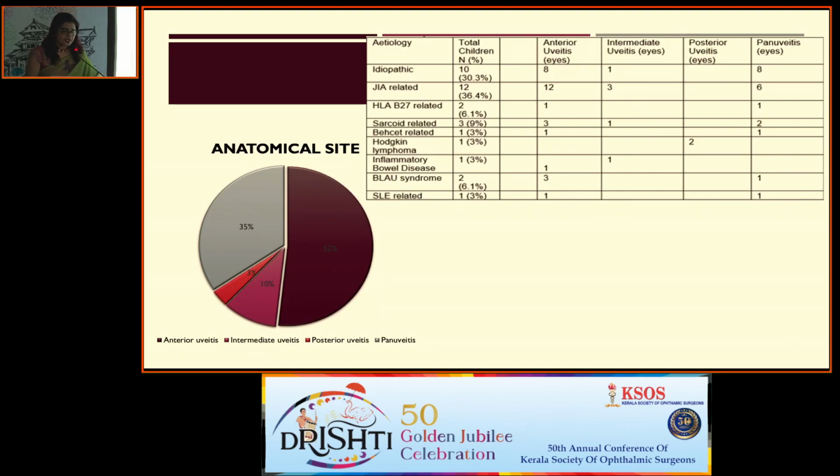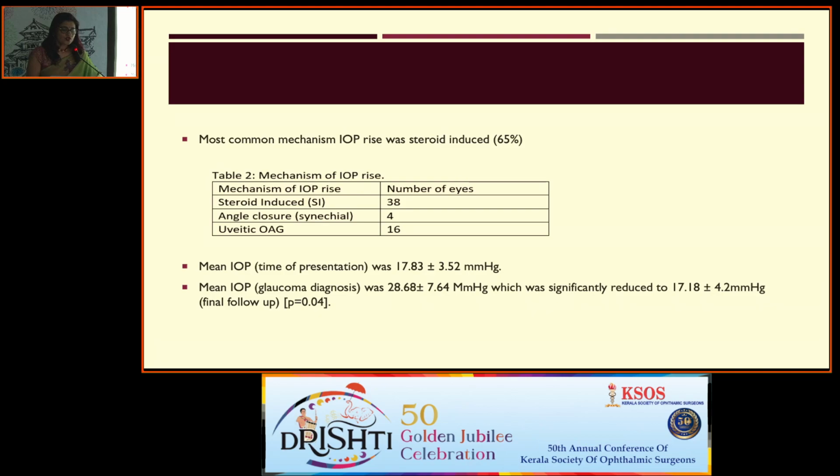The anatomical site of the uveitis, anterior uveitis, was the most common, followed by panuveitis, and the commonest condition was juvenile idiopathic arthritis. The most common mechanism of IOP rise was steroid-induced, in 38 eyes, synechial angle closure in 4 eyes, and uveitic open-angle glaucoma in 16 eyes. The mean IOP at the time of presentation was 17.83, and mean IOP at diagnosis was 28.68, which was significantly reduced during the follow-up period.